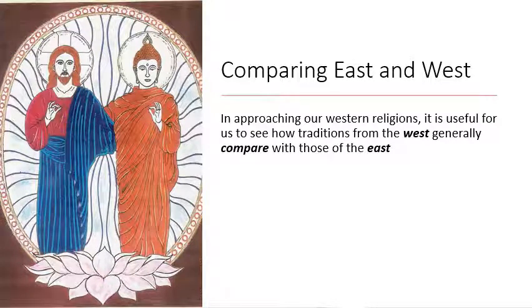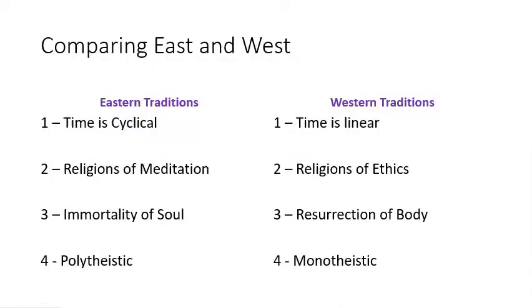Now, in approaching our Western religions, it is useful for us to see how these traditions from the West generally compare with those of the East. That is, this is a world religions course, and therefore we are taking part in comparative religion, where we're curious about comparing and contrasting our various traditions that we study. So to help us with this, let us take a look at the following chart. This chart basically lists some of the major motifs that scholars believe delineate Eastern traditions from Western traditions. So let's begin.